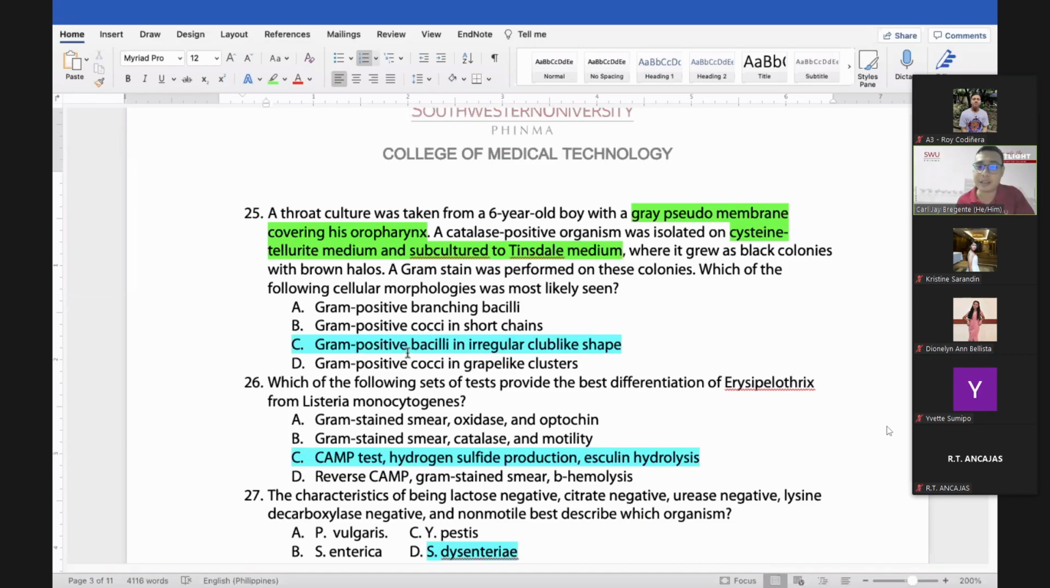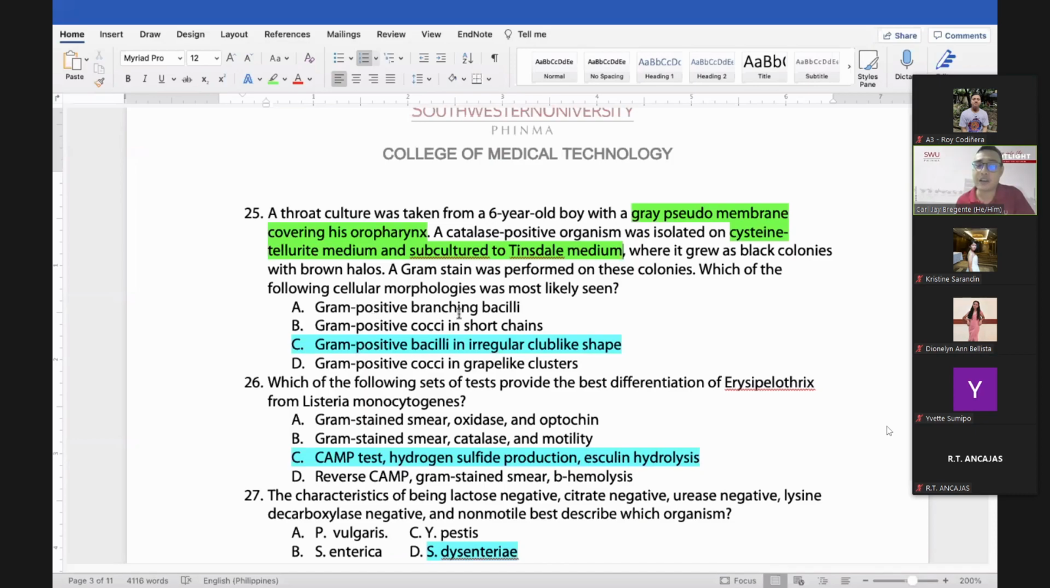So, eliminate those that are not gram-positive bacilli in the choices. So, you eliminate letter B and you eliminate letter D. So, you have letter A and letter C left. Your Corynebacterium diphtheriae, in your readings, these are arranged in picket fence and these are pleomorphic.